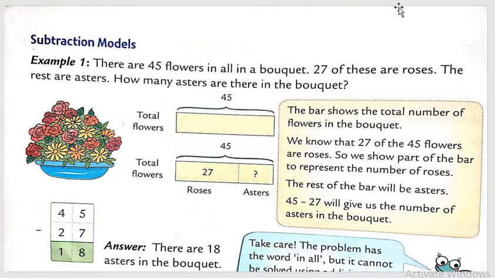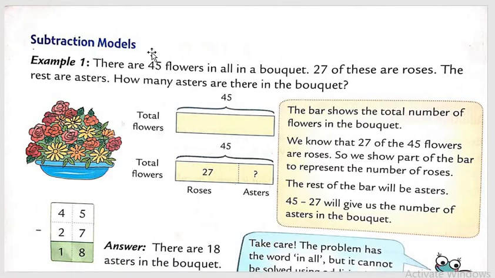First of all I'll read the instructions. The bar shows the total number of flowers in the bouquet. This first bar is called a bar model. The first bar shows the total flowers, 45. Of the 45, 27 are roses. See here, these rose flowers are 27. And asters are a flower whose shape is like stars. How many asters, we don't know.